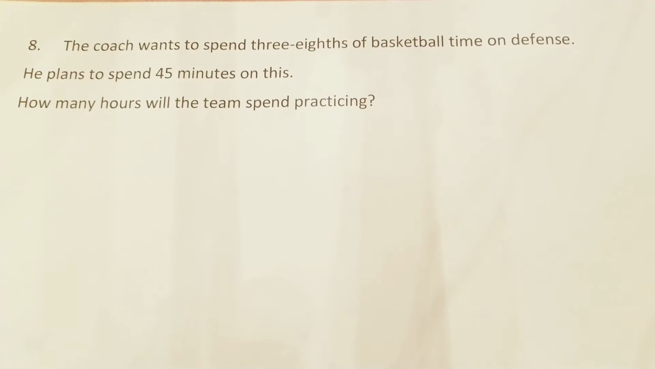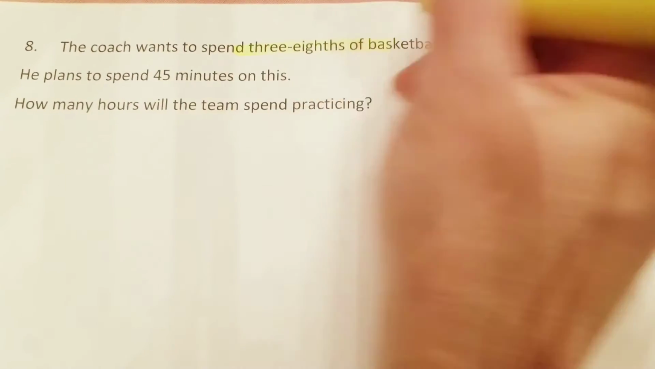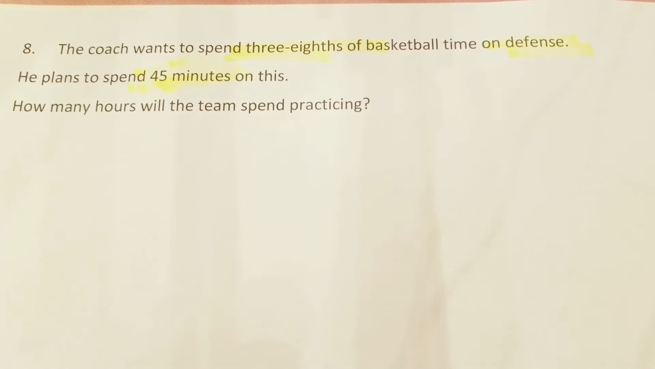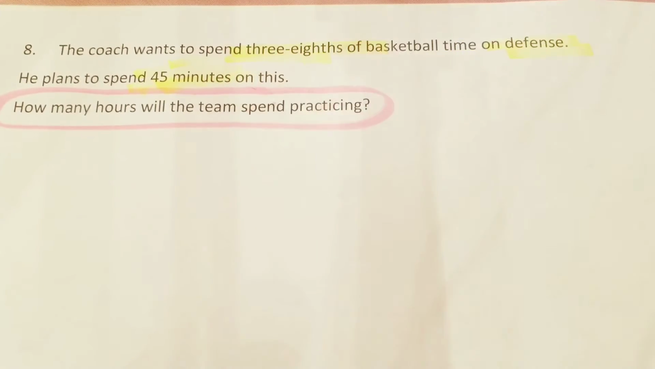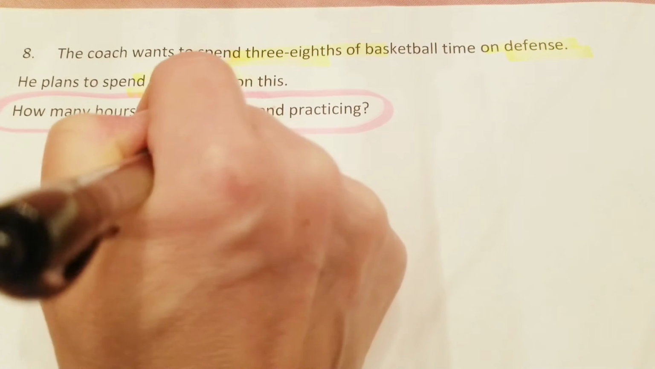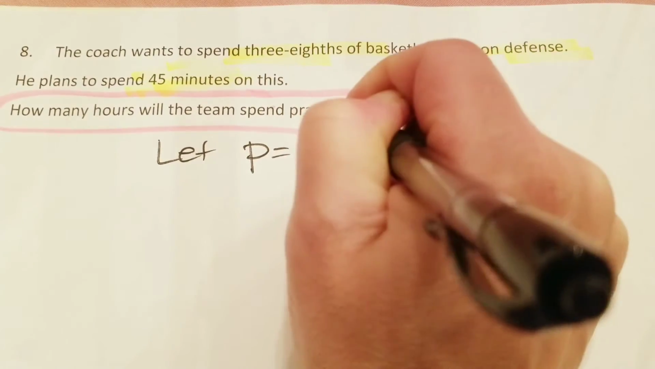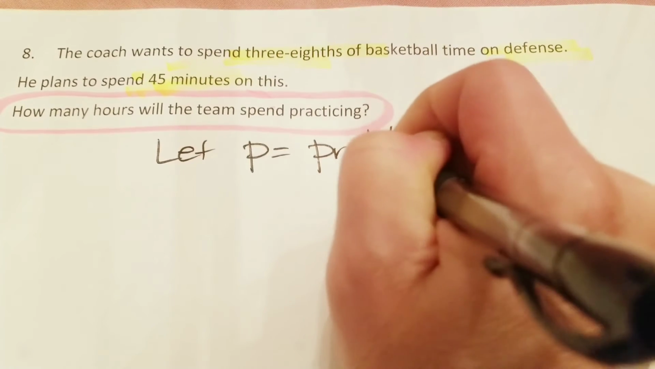Number 8, the coach wants to spend 3/8 of basketball time on defense. So 3/8 on defense. He plans to spend 45 minutes on this. So 3/8 is that 45 minutes. How many hours will the team spend practicing total? Let's assign a variable. Let P equal total practice time.